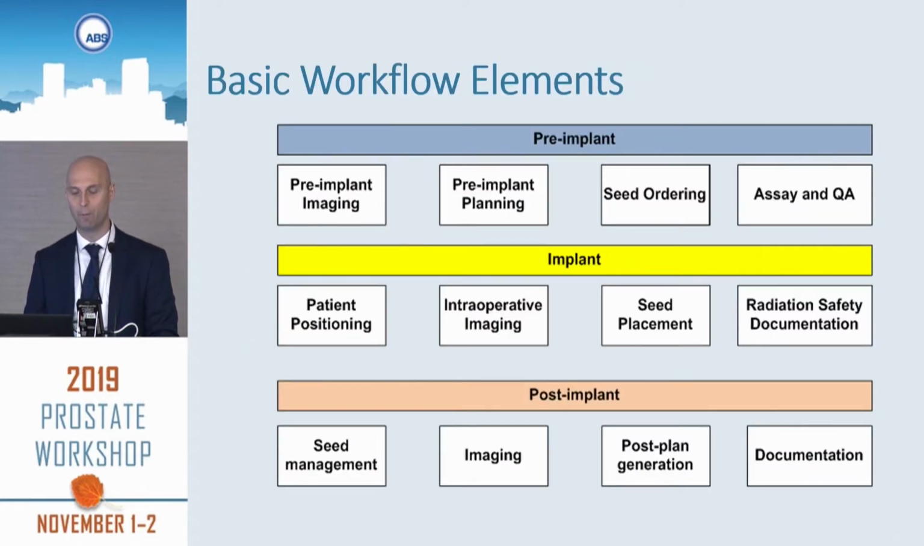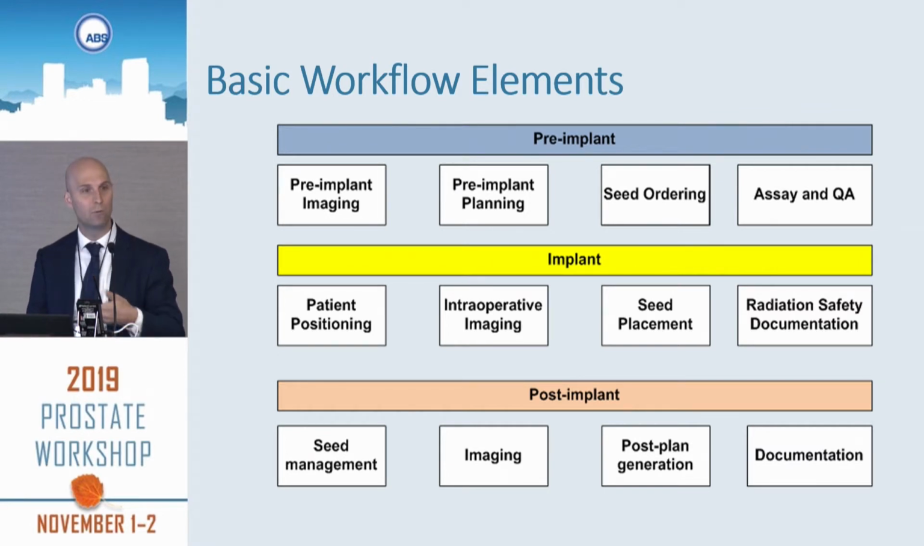Here's a real basic outline. So you have pre-implant, implant, post-implant. That's how you can visualize your process. In pre-implant, you'll be working out your workflow with imaging, there's planning, seed ordering, there's assaying and QA. For the implant, there'll be patient positioning, intraoperative imaging, seed placement, and then documentation. And post-implant, there'll be seed management and imaging, and post-plan generation and documentation.